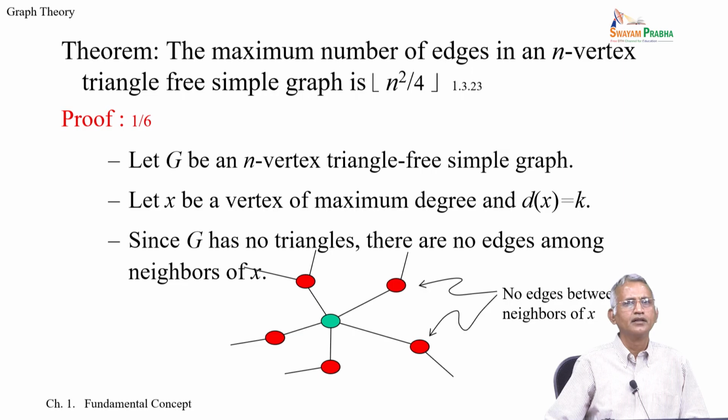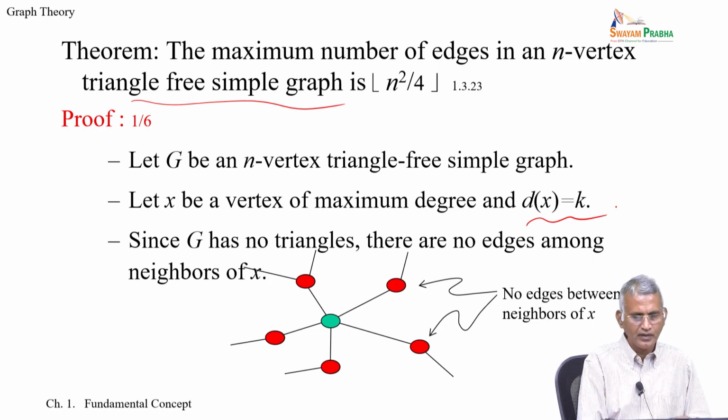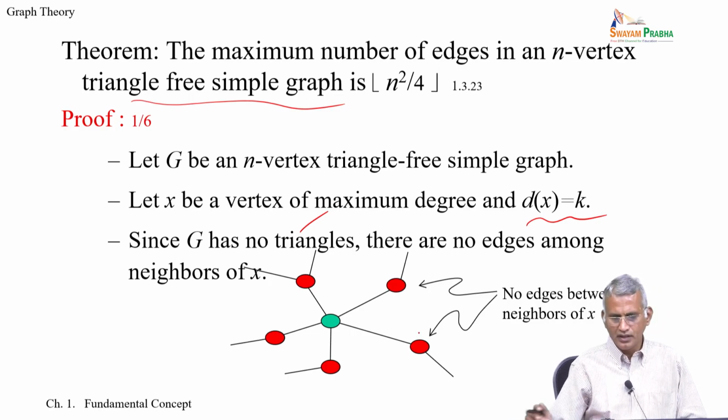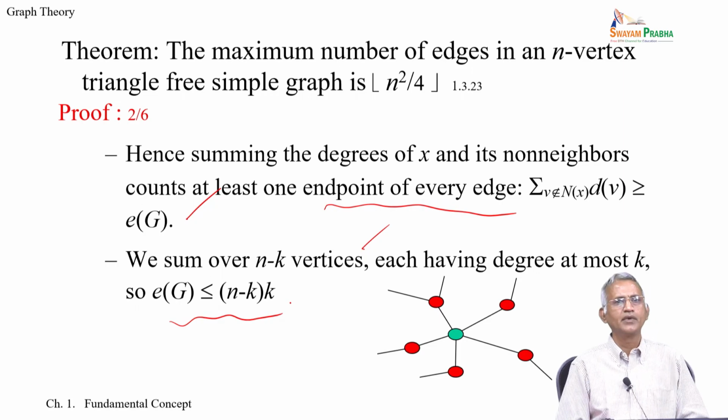So, next theorem: the maximum number of edges in an n-vertex triangle-free simple graph is the ceiling of n squared by 4. So, let G be an n-vertex triangle-free simple graph. Let x be a vertex of degree d(x) equal to k, and since G has no triangle, there are no edges among the neighbors of x. Next, the other way: summing the degrees of the non-neighbors of x counts at least one endpoint of every edge, where the summation over v not in N(x) of d(v) is greater than or equal to e(G). So, the sum over n minus k vertices, each having degree at most k, gives e(G) less than or equal to (n-k)k.